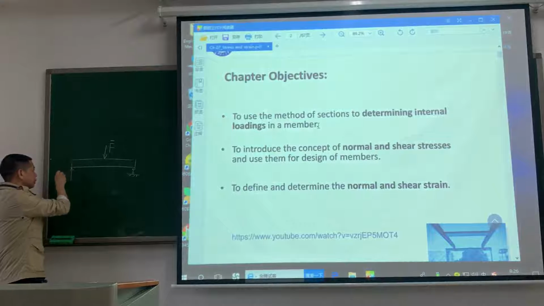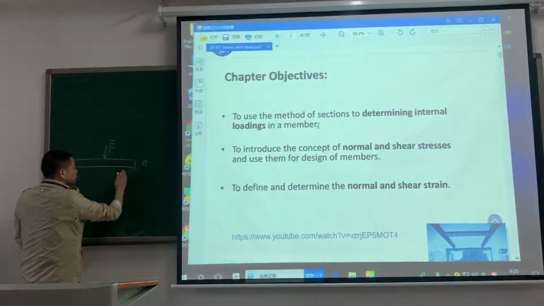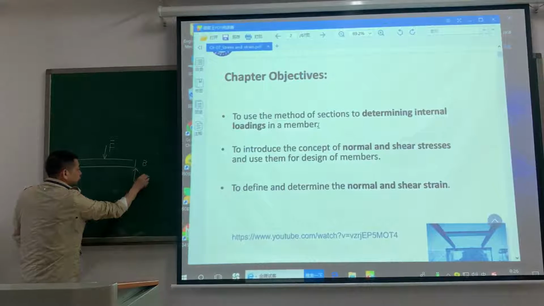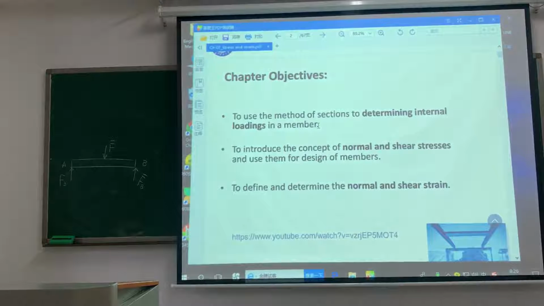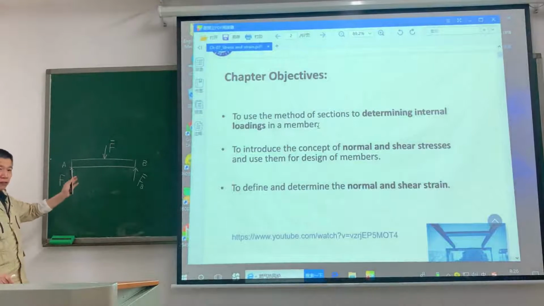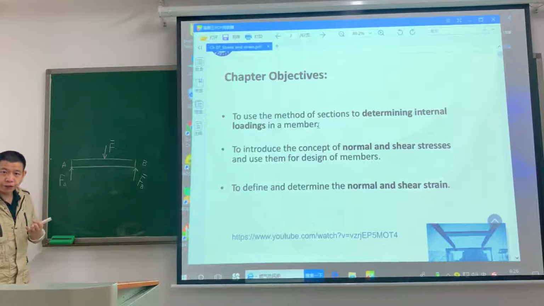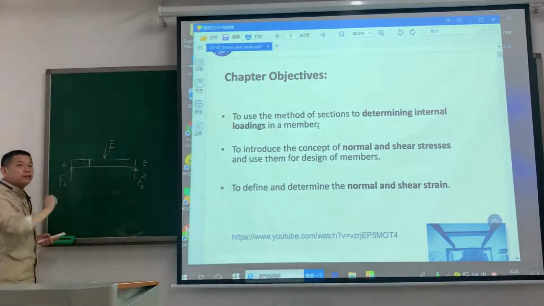How much is the force acting on point A, and the force acting at point B? We know how to find it in statics. After you find the loading, the forces acting on the pin, we have to find the force happening in the pin.